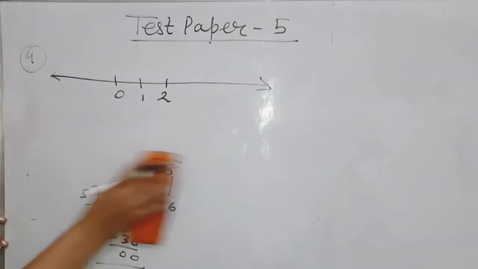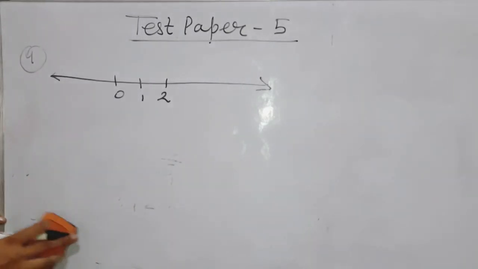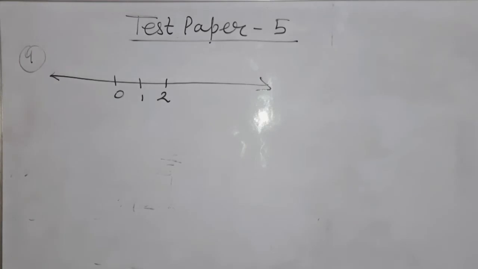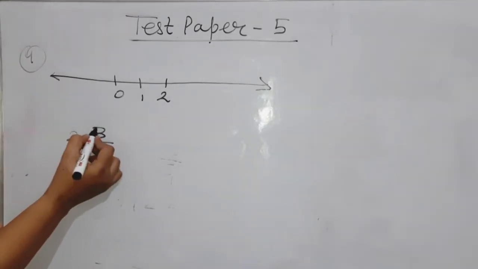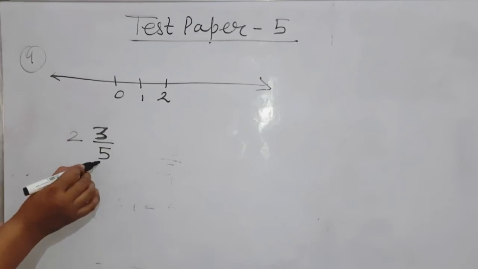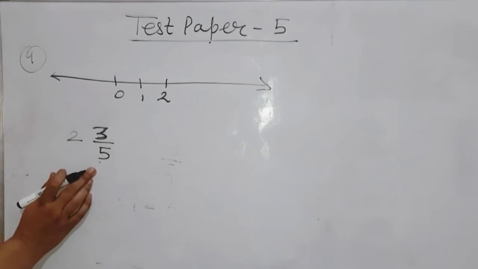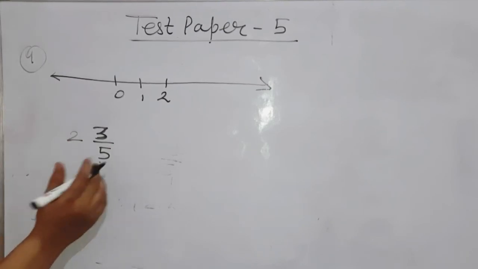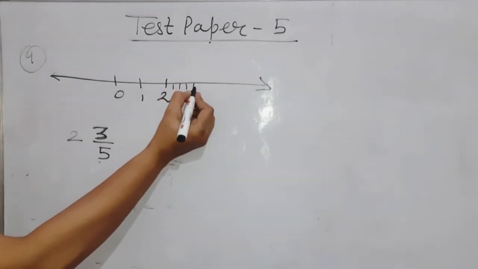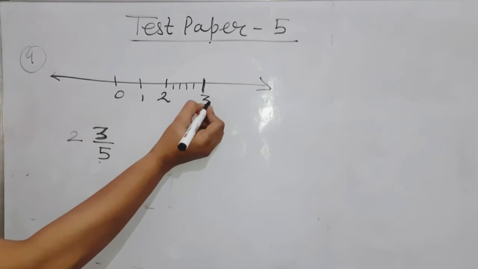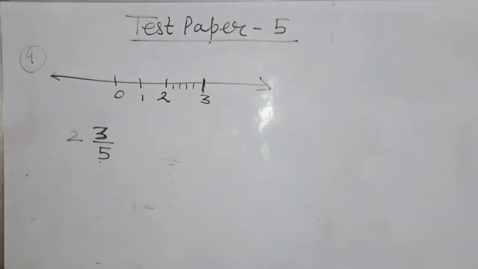So how many divisions do we have to make between 2 and 3? I have already told you. Since it is 2 whole 3 upon 5, you have to look for the denominator. The denominator is 5. So we have to make in total 5 divisions between 2 and 3. 1, 2, 3, 4 and the fifth one will be 3.